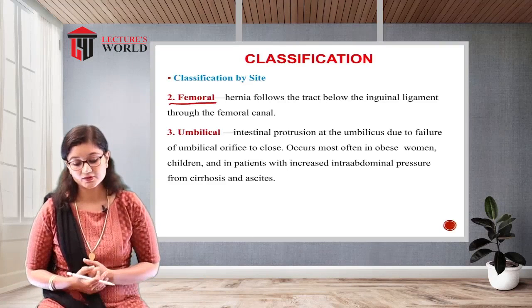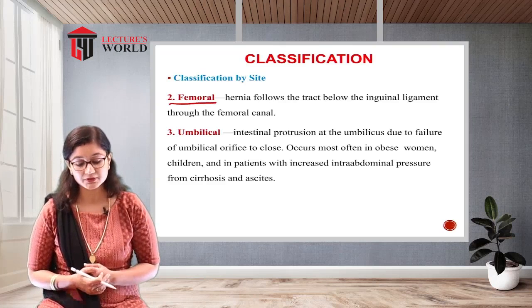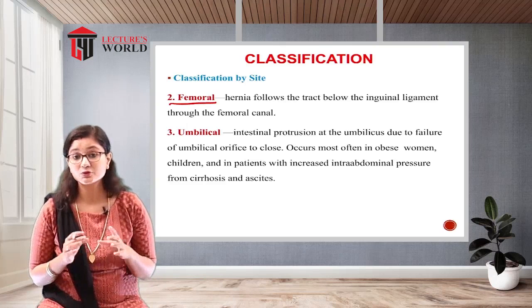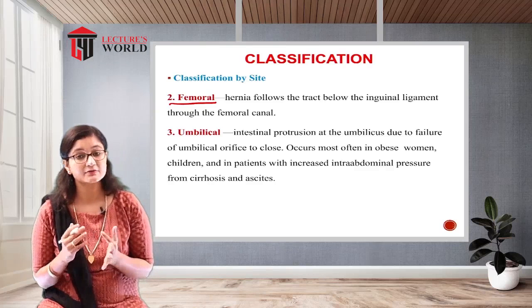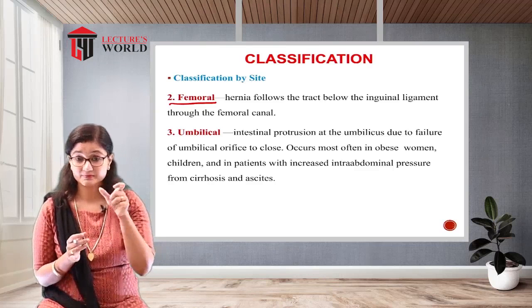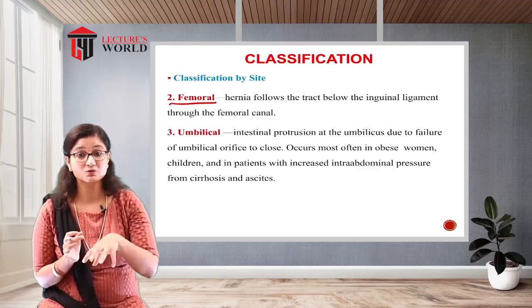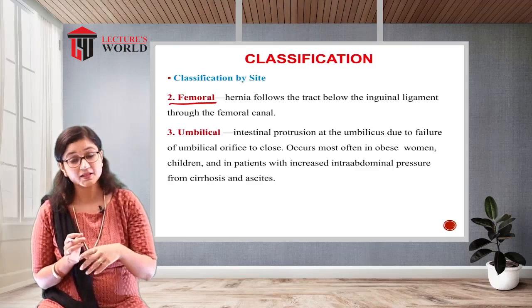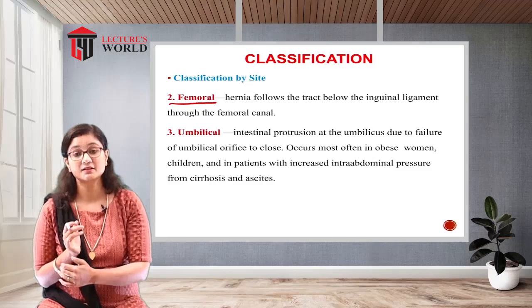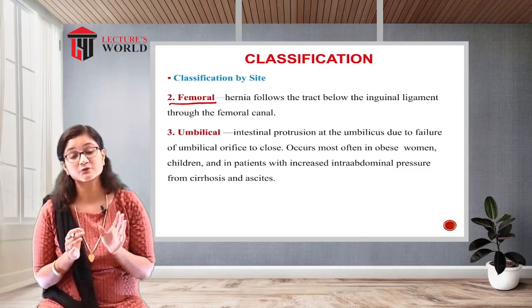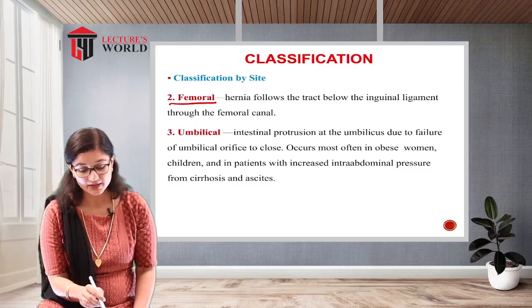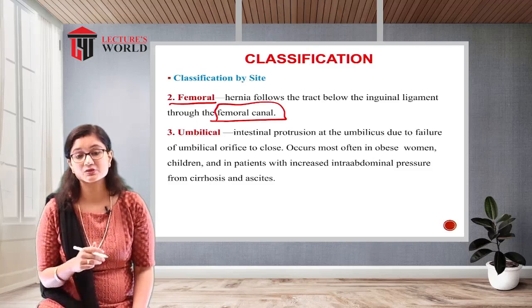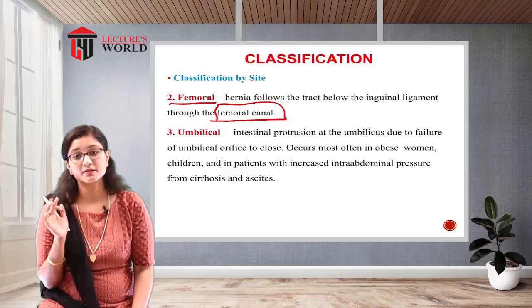A femoral hernia follows the tract below the inguinal ligament through the femur. If you know your femoral, where we have our femoral arteries and femoral vein, it just goes down the inguinal ligament and goes into the femoral canal, then we will be calling it a femoral hernia. So the word is very easy, you should remember where it is going: into the femoral canal.